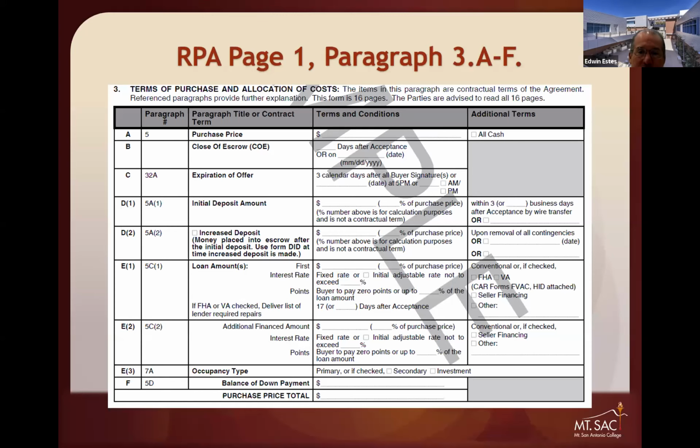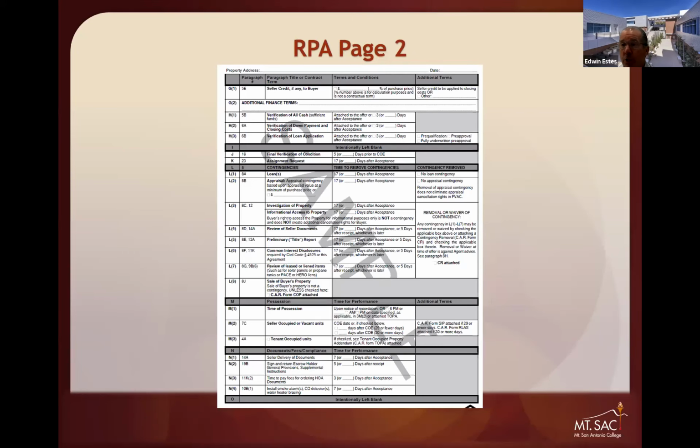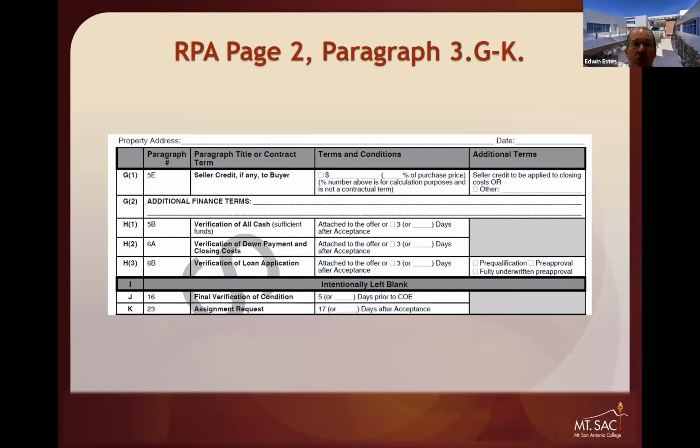All right, so let's move on to page 2. And you'll notice page 2, the grid continues, okay? So paragraph 3G, if the seller is going to provide any credits to buyer, you can put that amount there. The default language is it will be used to offset closing costs. Of course, you can change that if you wish. Under additional finance terms, if you have any other things that you want to put in.